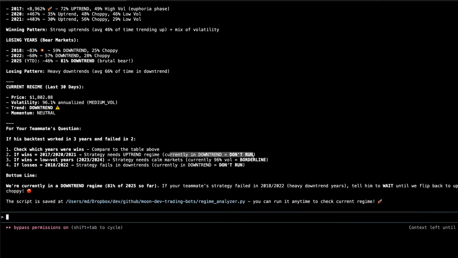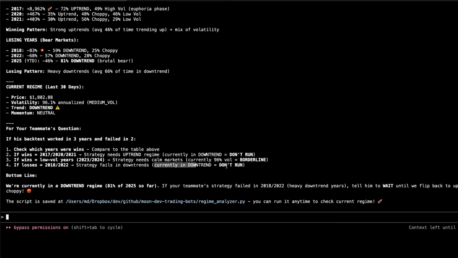We're currently in a downtrend. Don't run it if it needs that uptrend. If the wins equal low vol years like 2023, 2024, the strategy needs a calm market. We're currently at 96% vol, which equals borderline. If the losses equal 2018, 2022, the strategy fails in downtrends. Currently in a downtrend, don't run it.